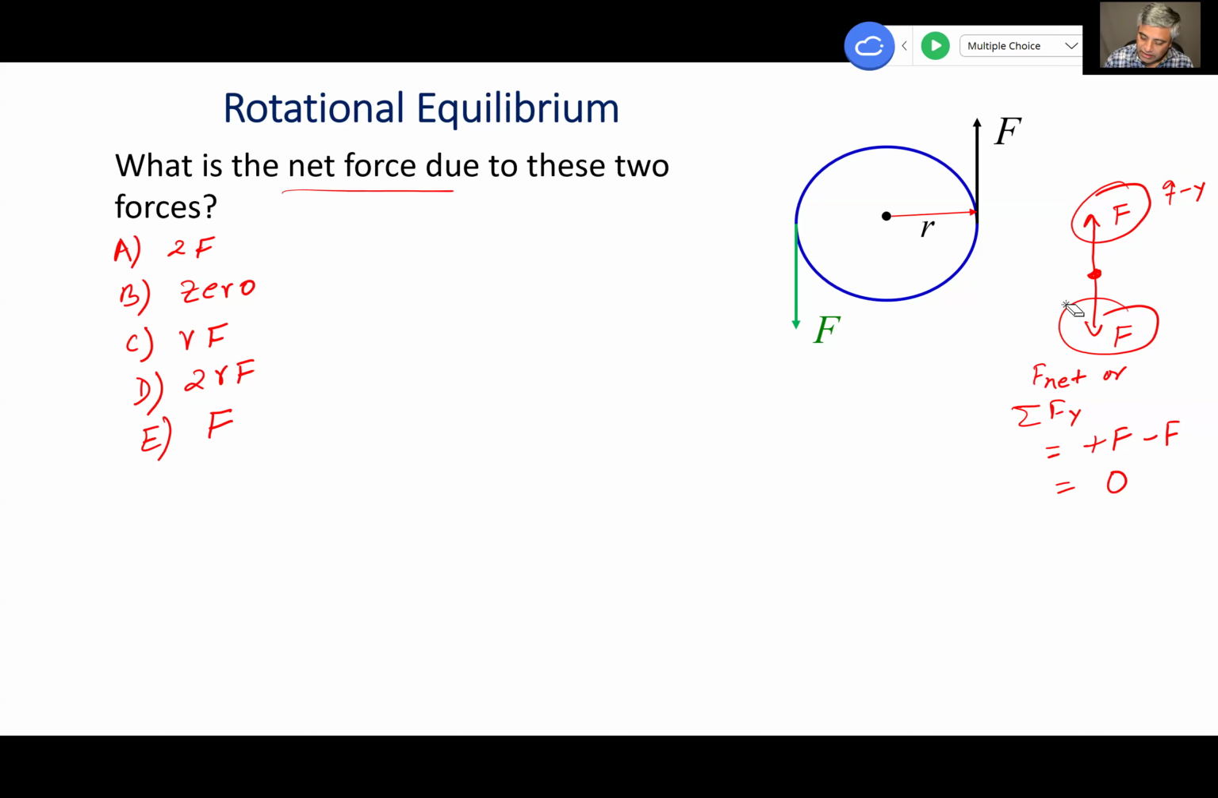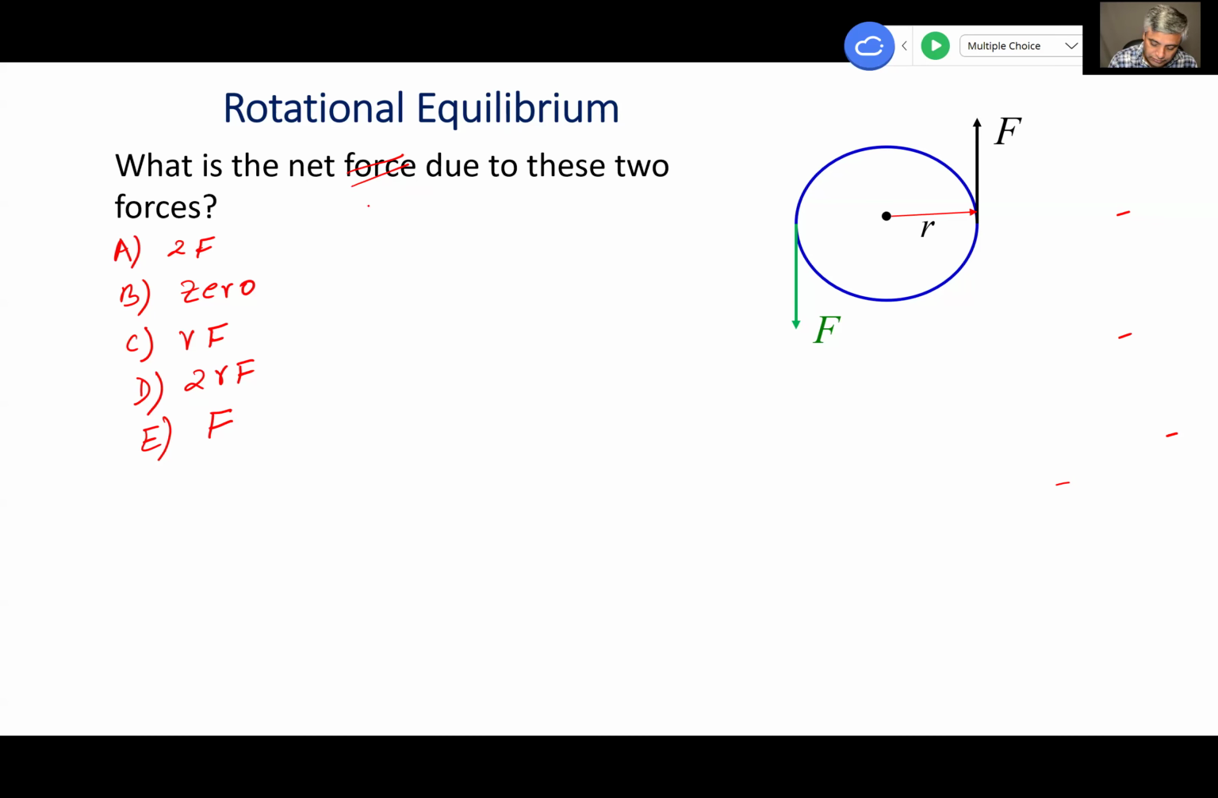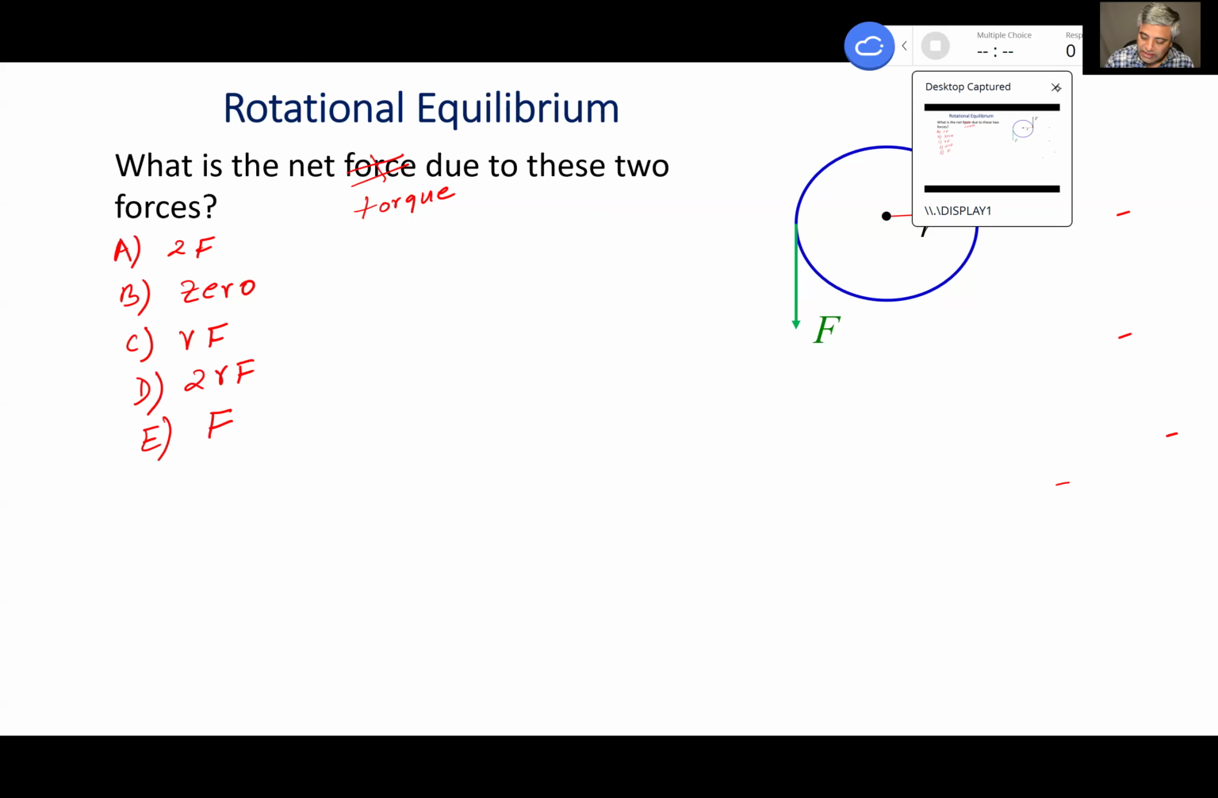Okay, that's great. Now let me slightly modify this question. So how about net torque now? So I changed force to torque. So now I'm opening the poll, and you have a minute and 30 seconds to answer this question.